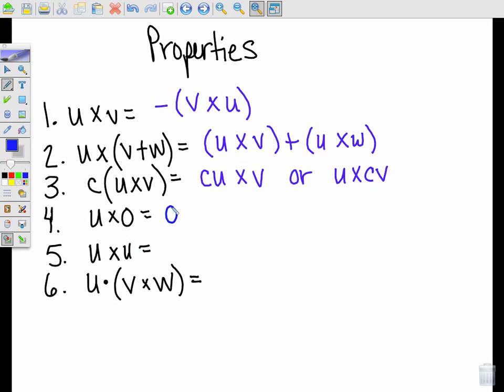When you cross product with a 0 vector, you get 0. And when you cross product a vector by itself, you also get 0. And finally here, if you are doing a dot product with a cross product, what we can do is you can switch the order. So we could actually make this as u cross product v dot product w. So that's somewhat like the associative property, being able to change the parts.